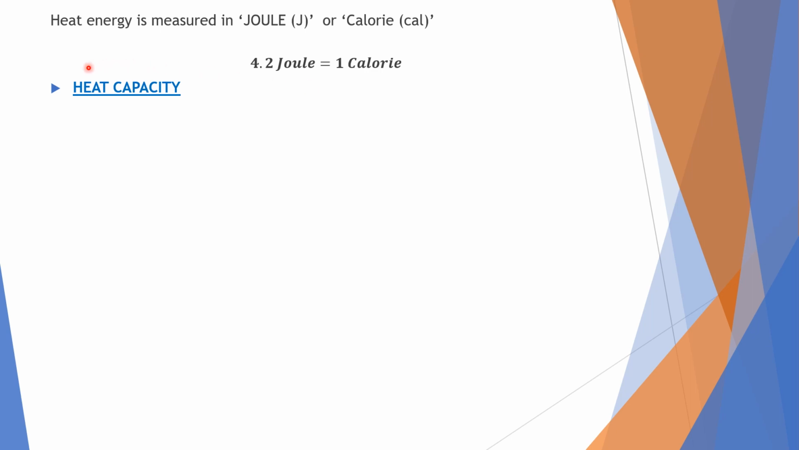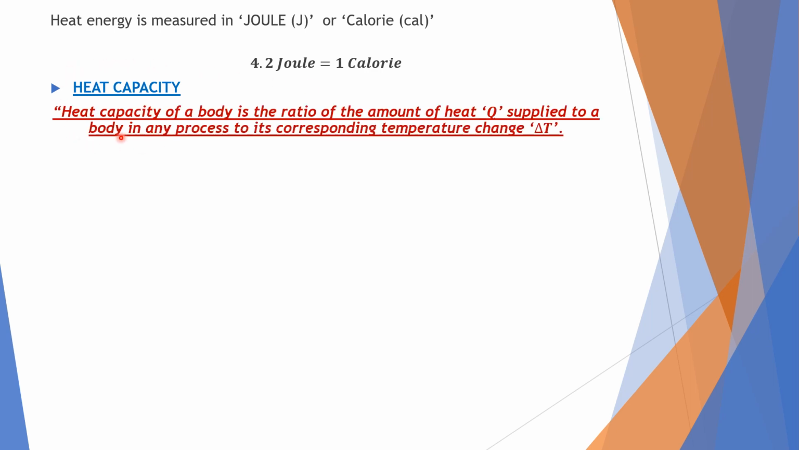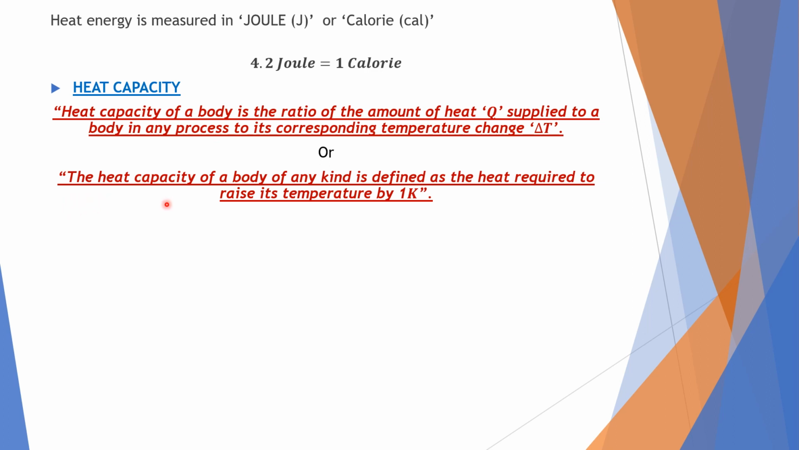Okay, the heat capacity of a body is the ratio of the amount of heat supplied to a body in any process to its corresponding temperature change delta T, or we can say that the heat capacity of a body of any kind is defined as the heat required to raise its temperature by 1 Kelvin. It is denoted by C prime, and its formula is Q upon delta T. Heat capacity is measured in joules per Kelvin.